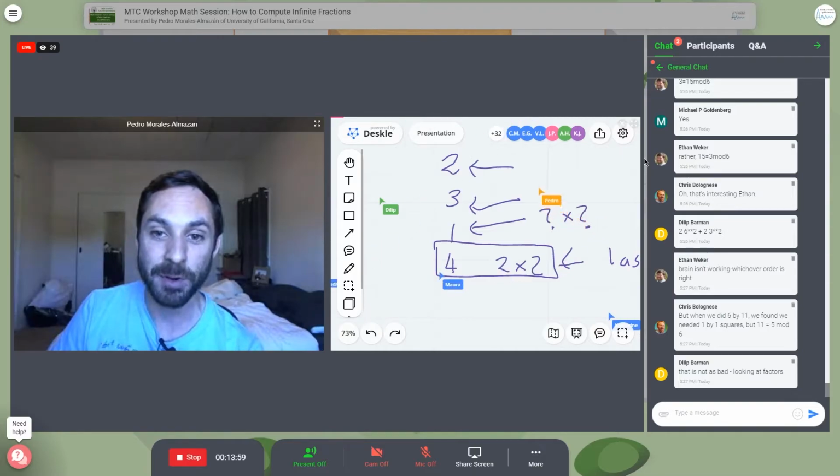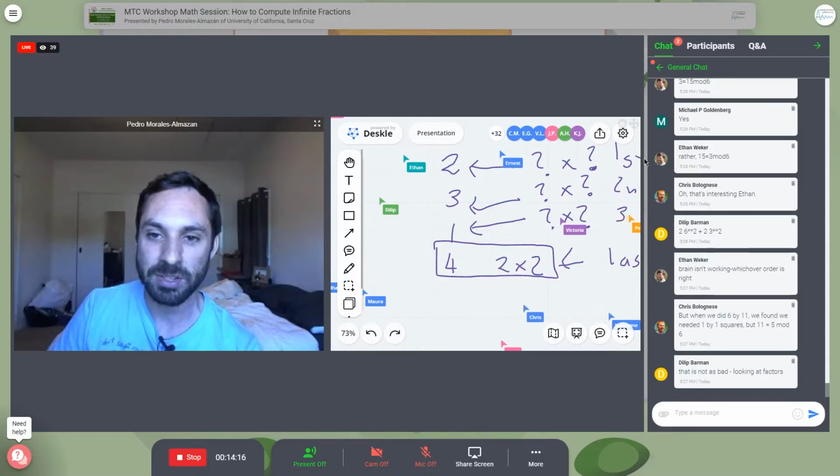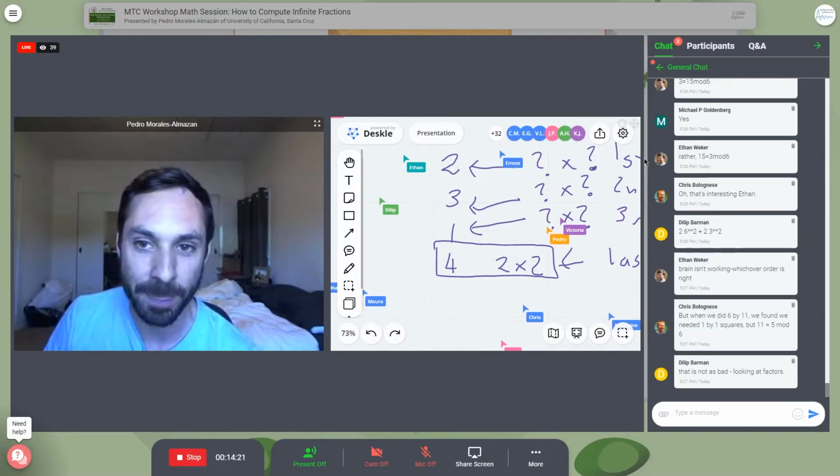So the task for you guys right now is trying to see if you can reverse the process. In other words, I'm giving you the last stage, but I'm not giving you the size of the first stage or the second stage or the third stage. I'm basically asking you to draw the diagram for me, okay?